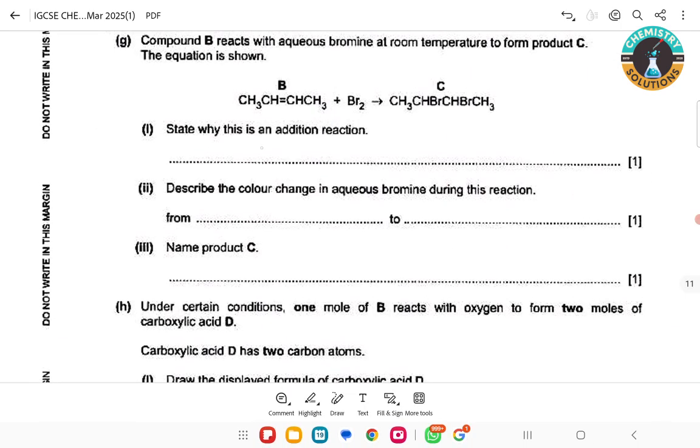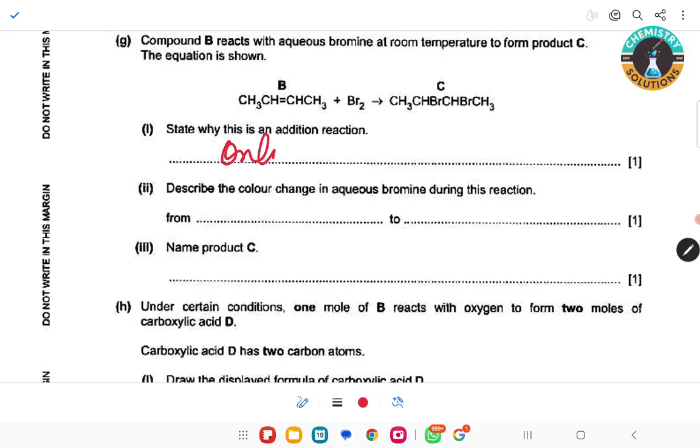Compound B reacts with aqueous bromine at room temperature to form product C. It is an addition reaction. State why this is an addition reaction: answer is only one product is formed. So that's why we call it an addition reaction.